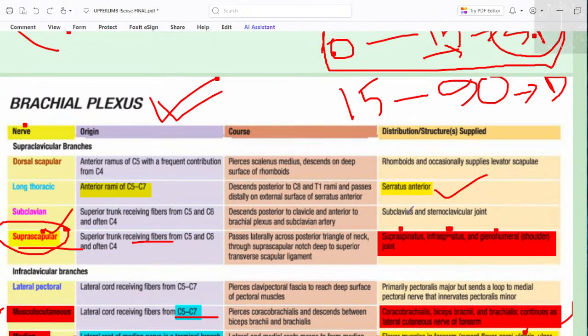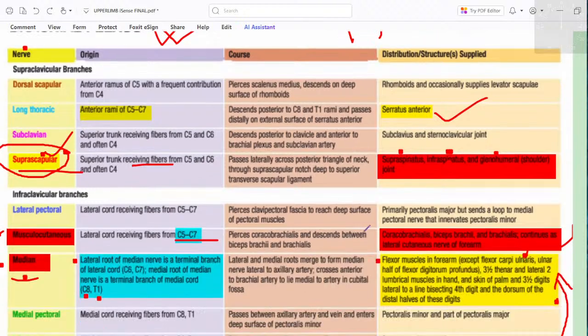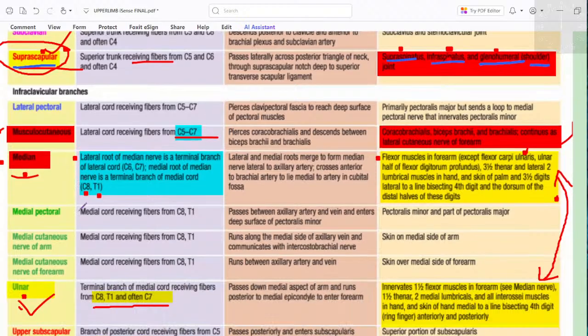Now the brachial plexus. As we spent a lot of time on the picture, this is just the description of the picture. Long thoracic nerve, its root value and which muscle it supplies; suprascapular nerve and its supplied muscles, supraspinatus, infraspinatus, and the glenohumeral joint or the shoulder joint.